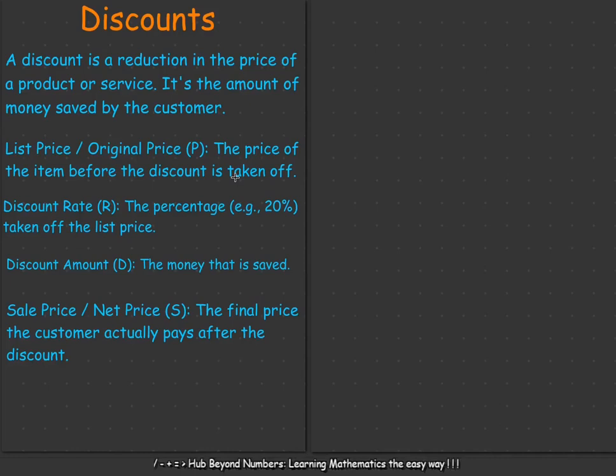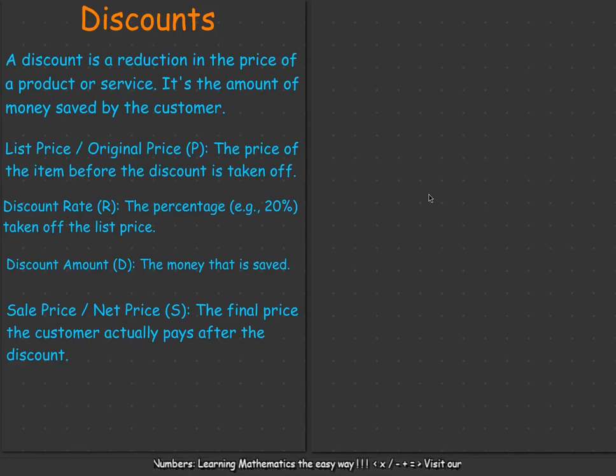Then the last thing on our list is the sale price or the net price. We have spoken about the original price. If you calculate out the discount amount using the discount rate, what you are going to pay now is what we call the sale price or the net price. It's the final price the customer actually pays after the discount. So these are all the things we need to know.